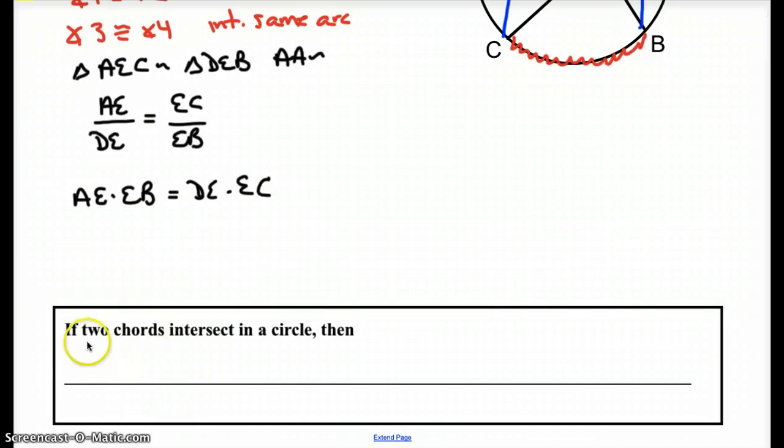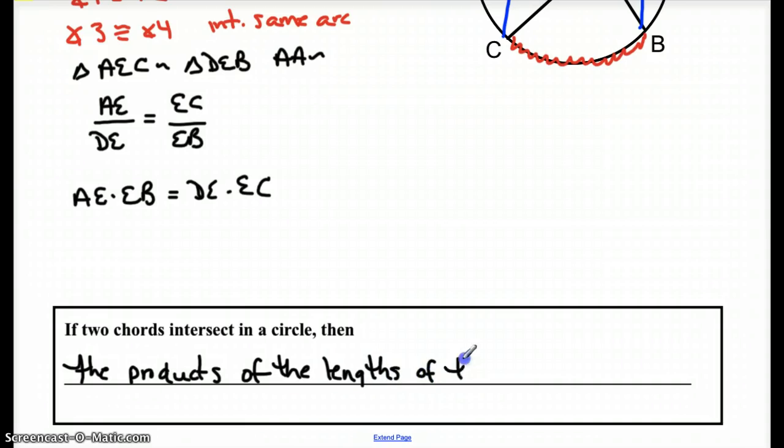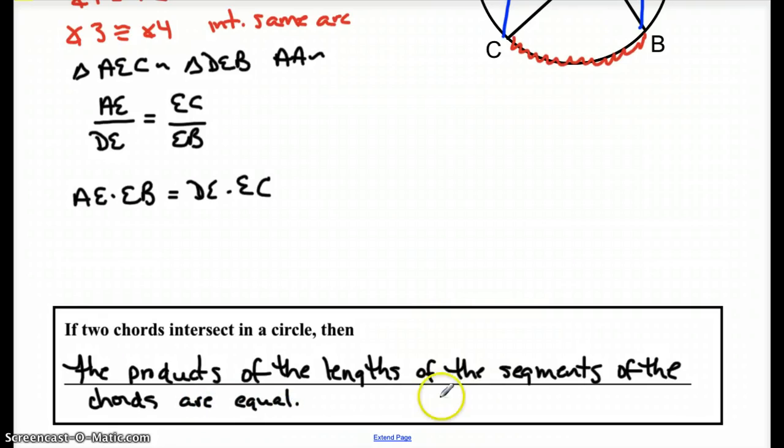We can summarize that result into the following theorem. If 2 chords intersect in a circle, then the products of the lengths of the segments of the chords are equal. Notice that it's the segments that make up an entire chord.